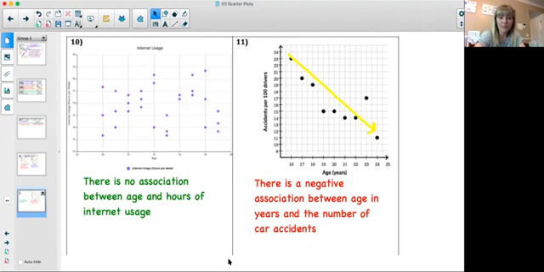All right, so for today's stuff, you need to understand what a scatter plot is, what it's showing you, and you need to understand when it is positive, negative, or no association and how to write that out.